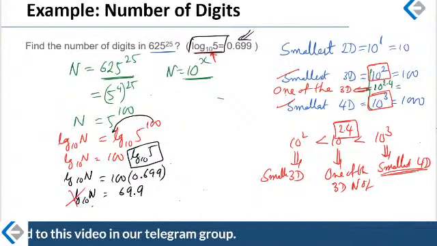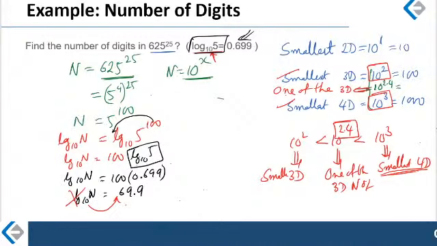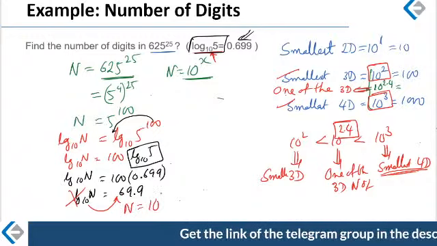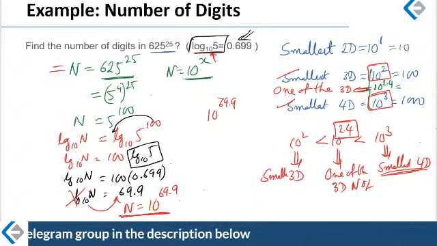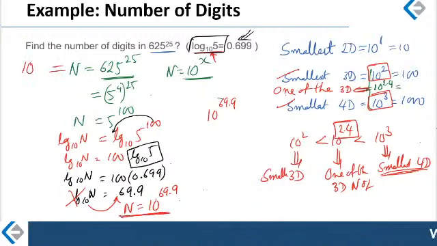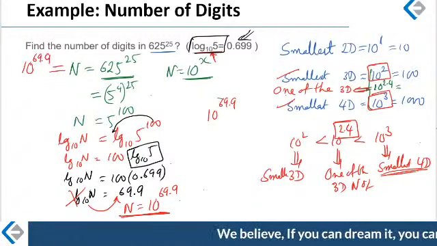Take anti-logarithm. This 10 goes here. Therefore, you will write this as n is equal to 10 raised to power 69.9. So what did you get here, my friends? 10 raised to power 69.9. That is the value of n. Same thing, which means this n can also be written as 10 raised to power 69.9.